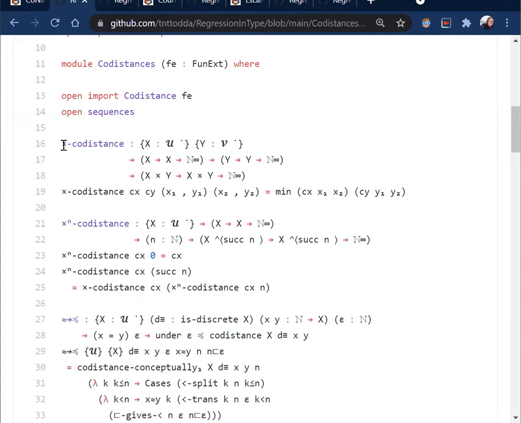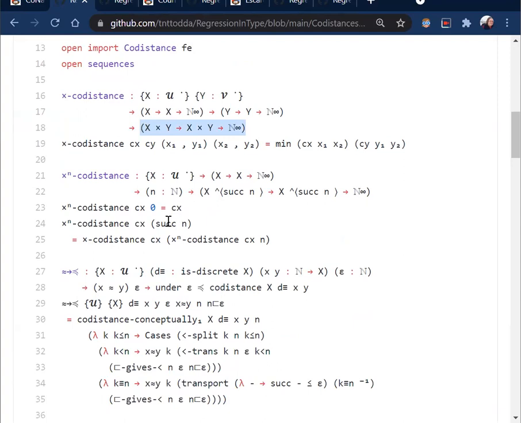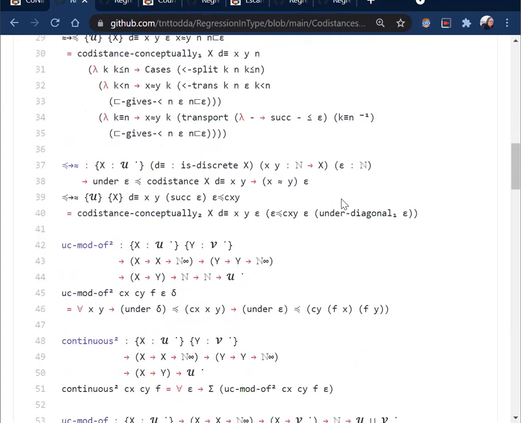And then you can do a product codistance. So if you have two types that both have codistances, then you can define the codistance on the product of those types by just saying, well, compare the first element and the second element, take the minimum, and that satisfies all the properties. And then that will also give you not just binary products, but if you have one codistance type, you can have any finite product. So what we now have is discrete types, and then finite products, and then also in a sense we have infinite products of discrete types because we have the sequences I talked about. And then we get to our definition of continuity.